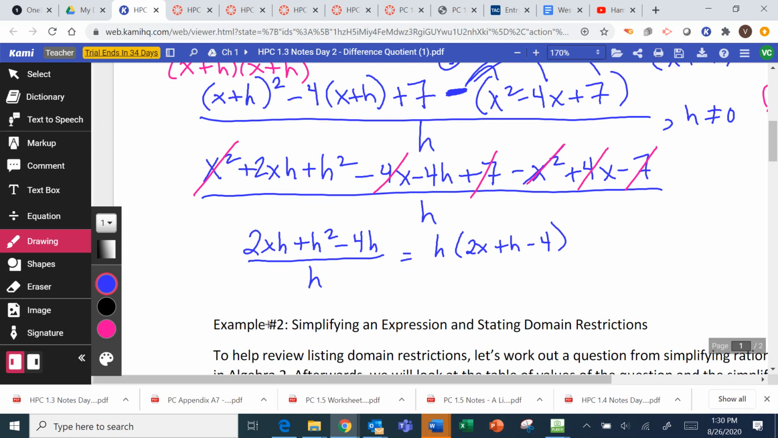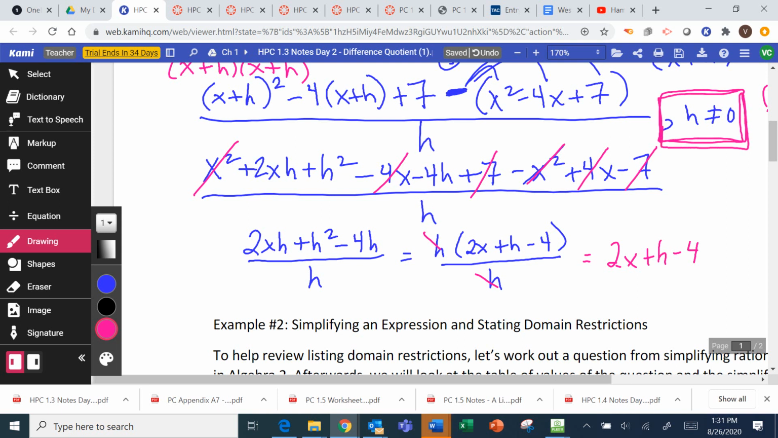I don't really have an order that this one would need to necessarily go in. Once I factor out that h, what does it allow me to do? Cancel those h's, right? So now we've got 2x plus h minus 4. Now, do I need to include the domain restriction as part of the answer?